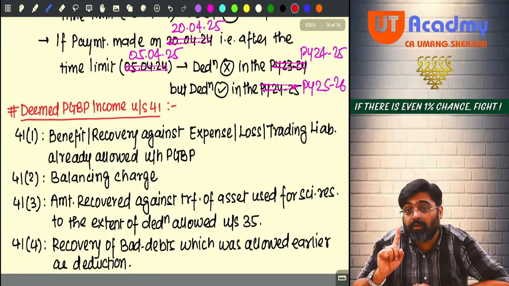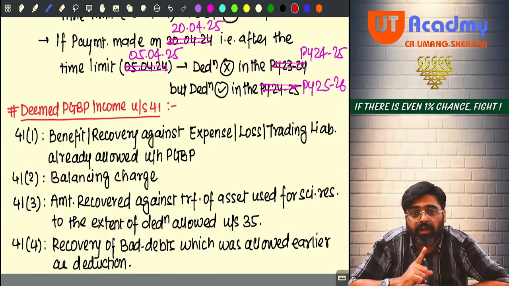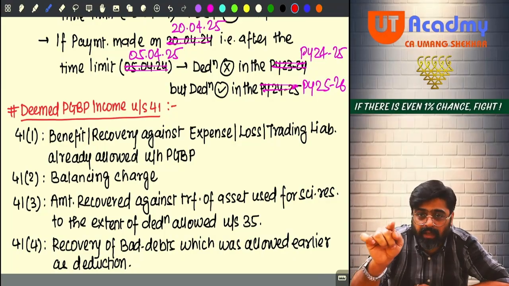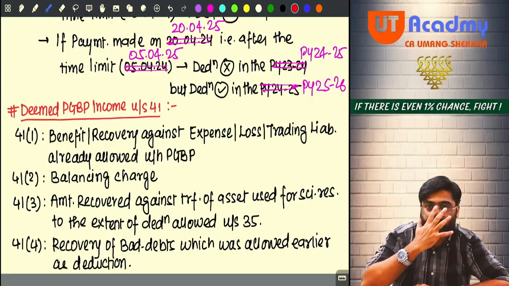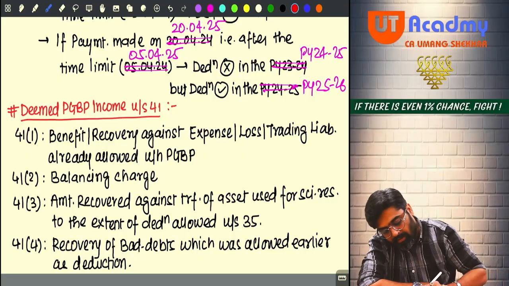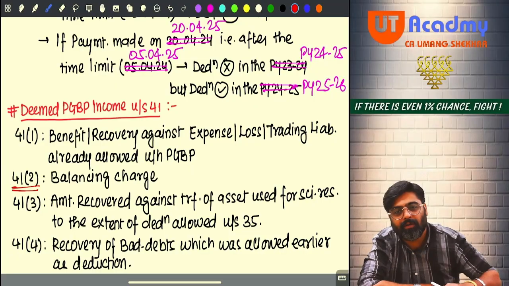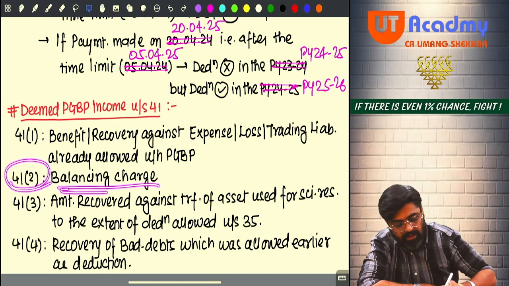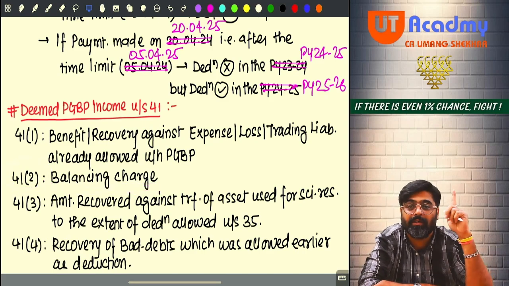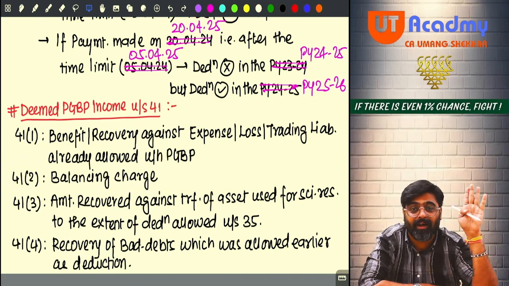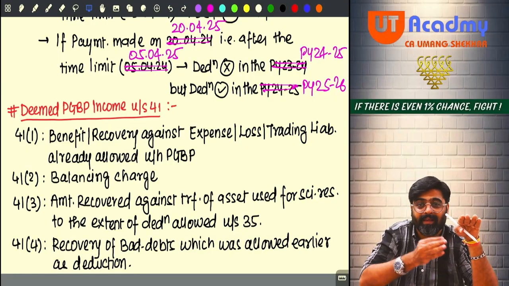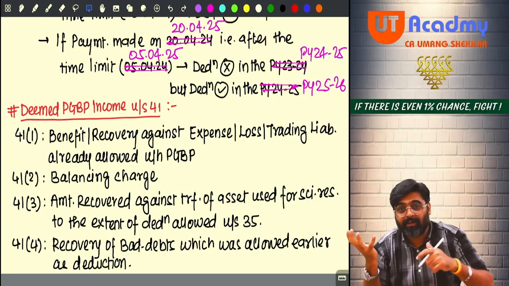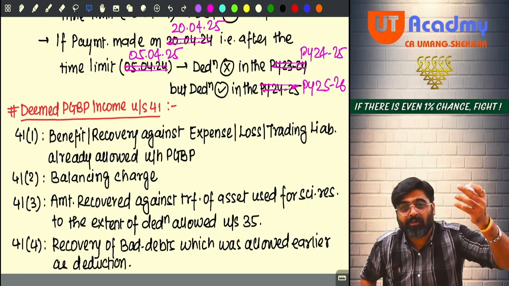Done. Now the last point which is there. Can you see? Section 41. Every single thing I have covered except point number 1. Point number 2, 41(2). Do you remember in 41(2) the balancing charge? SLM depreciation, asset purchased for 100 lakhs. 3 years you claimed the depreciation, 10, 10, 10, 30. 70 was the WDV. You sold it for 68.